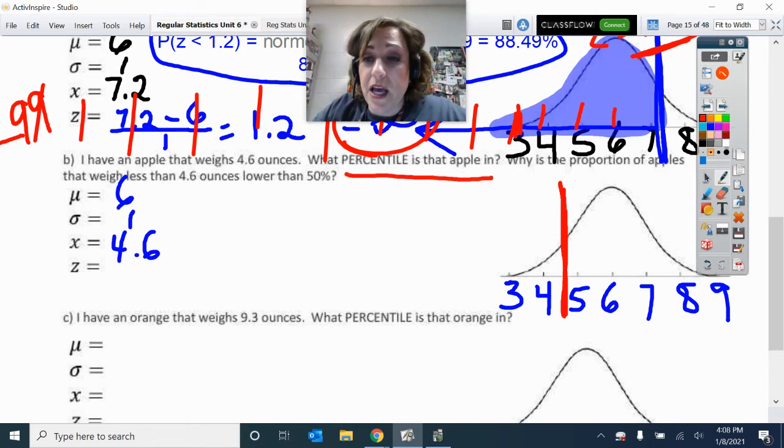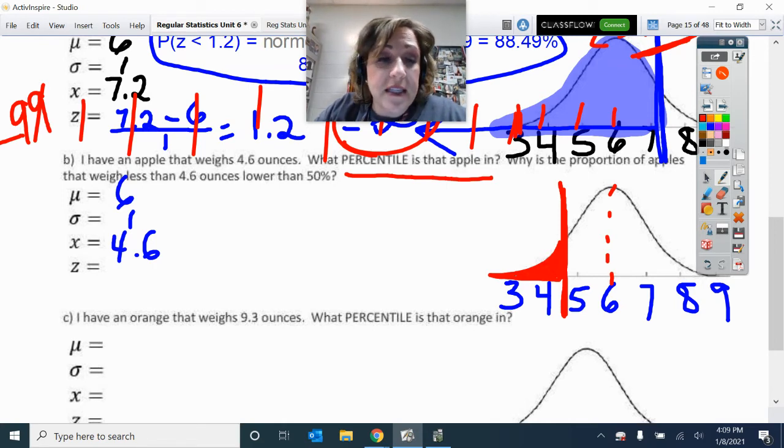Percentile is area below. So this is then the area that I want to find the answer to. Now, just by looking at this, before I even compute, it says, why is the proportion of apples that weigh less than 4.6 ounces lower than 50%? Well, I hope you can tell that because here's the middle, the mean, and that makes up 50%. So obviously, this red area is less than 50%. Okay, but let's go compute.